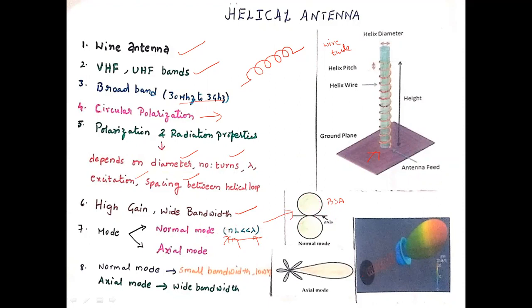The second case is the axial mode of radiation. In axial mode, the output radiation pattern will be like this. It is maximum along the axis of the antenna. So this is referred to as an end-fire array. Similar to the end-fire array, this axial mode of the antenna is operated where we get the maximum radiation. Compared to normal mode, here the bandwidth and efficiency are high. The small bandwidth and low efficiency of the normal mode are overcome in the axial mode of operation.